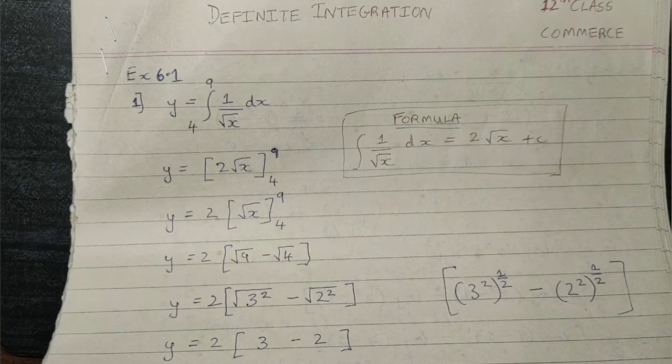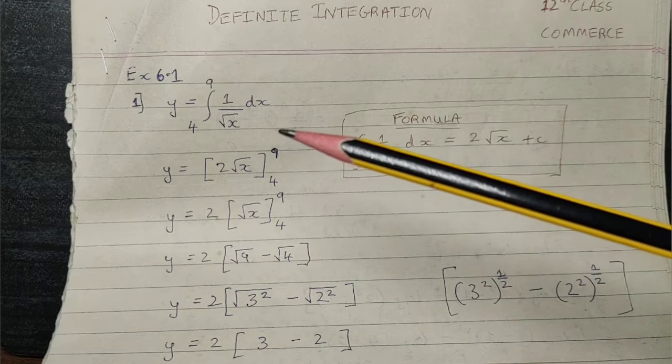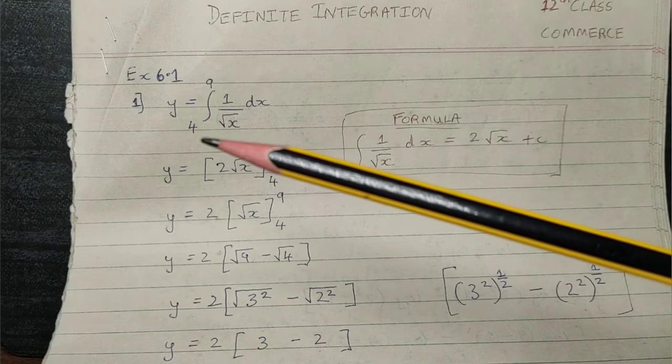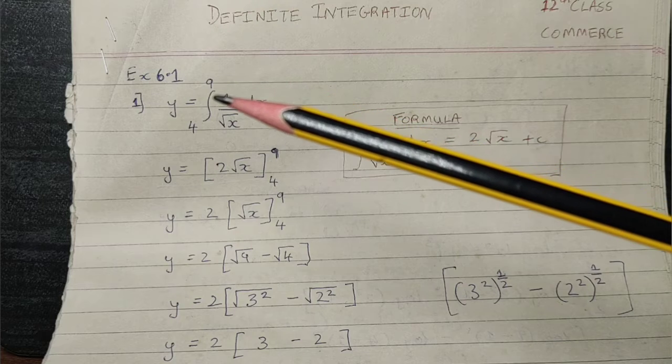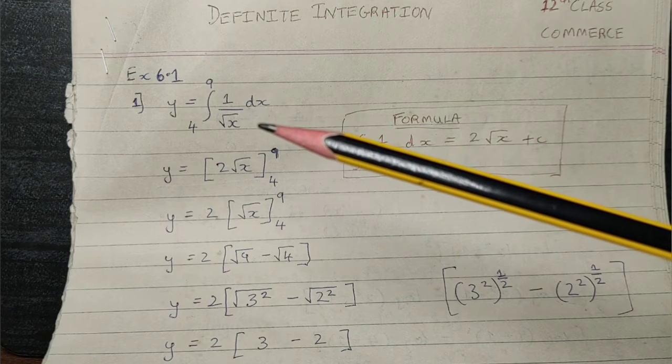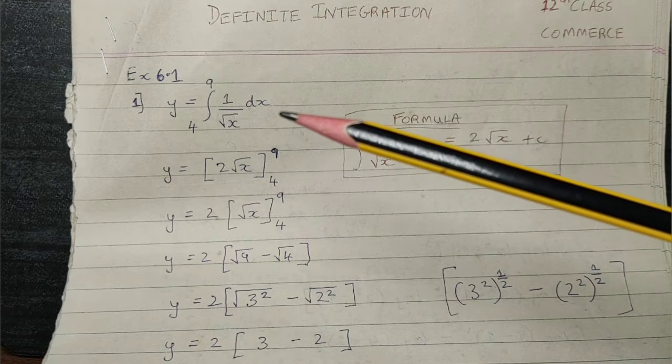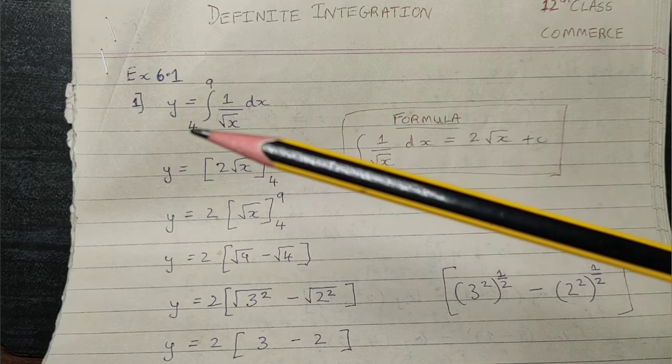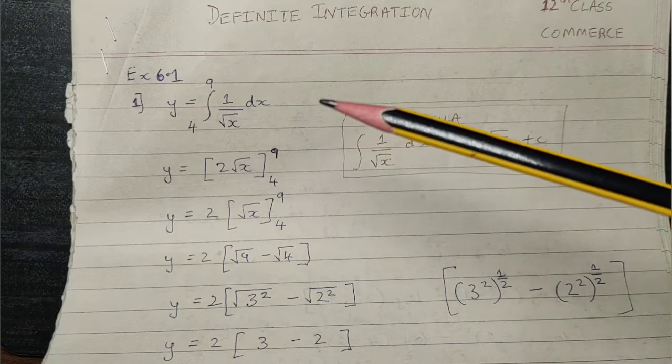Indefinite integration, that would be 12th class commerce, exercise 6.1. This is the first example we have. The lower limit is 4 and the upper limit is 9, 1 divided by root of x dx. So this is for the definite integration.